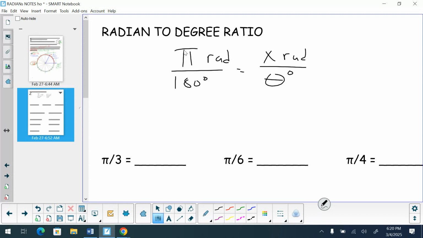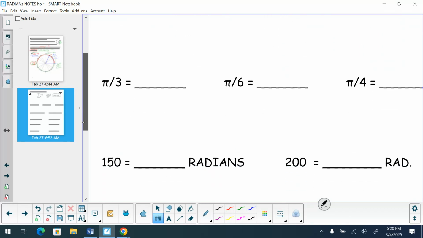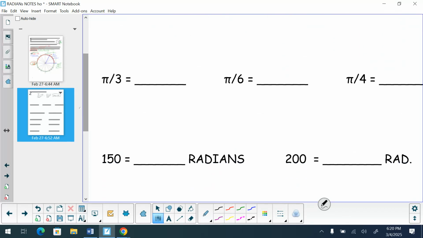Another key idea to remember in conversions: pi radians is equal to 180 degrees. So if I had the value of pi in here, I could take 180 degrees and divide it by 3 and come up with 60 degrees. 180 divided by 6 to get 30 degrees. And 180 divided by 4, 45 degrees.